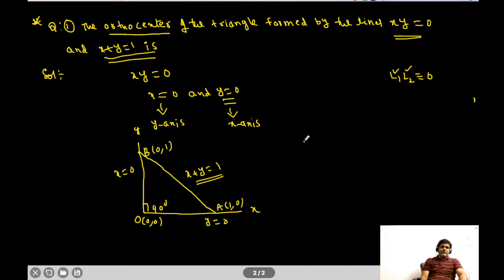As we know, this is a right angle triangle where the right angle is at 0, 0. The orthocenter of a right angle triangle is the vertex where the right angle is formed. So this is the right angle triangle, and the right angle is formed at the origin. Therefore the orthocenter of the triangle is 0, 0. This is a simple question. Therefore this is the orthocenter.